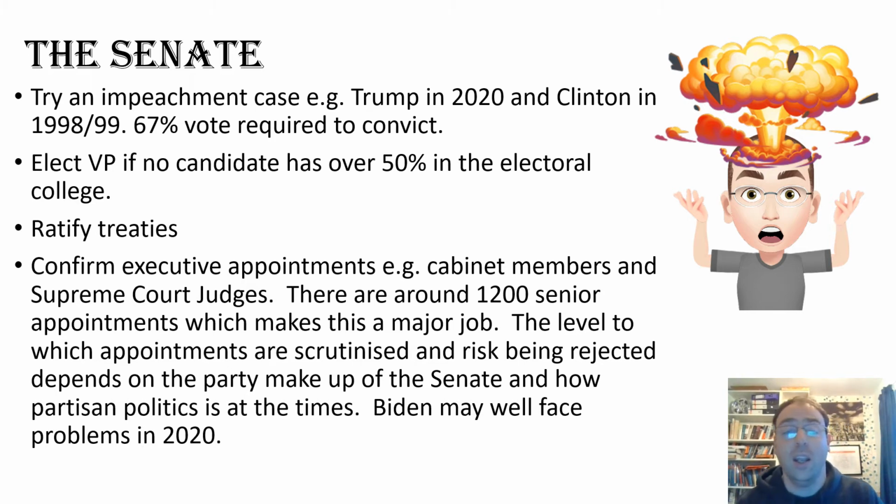The Senate has, again, a series of really important separate powers. So it is where the trial of an impeached federal official takes place. So, for example, the impeachment trials of Trump in 2020 and Clinton in 98-99 took place. Now, a 67% vote is required to convict, and both Trump and Clinton didn't receive that, and so neither of them were convicted, neither of them were removed.